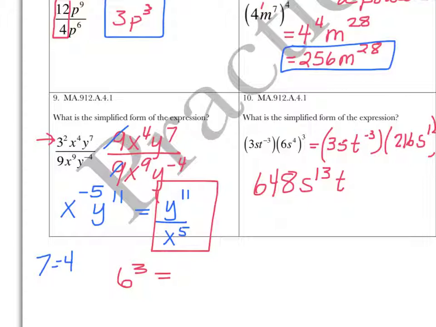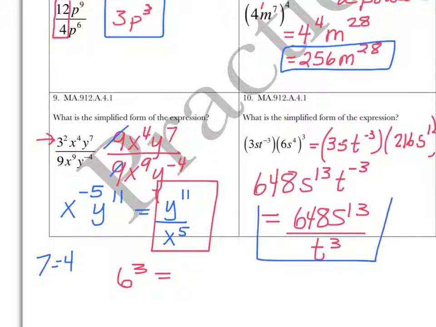And then the t doesn't have anybody to combine with, so it just goes along. But now my final step is to take care of this negative exponent on the t. So everything that's a positive exponent stays on top, and the negative exponent goes to the bottom. So my final answer, completely simplified, is 648s to the 13th power divided by t to the 3rd.